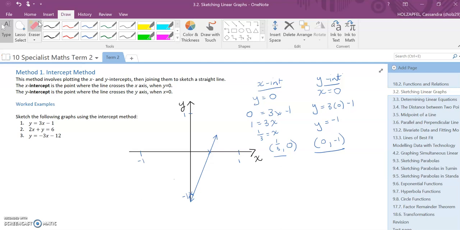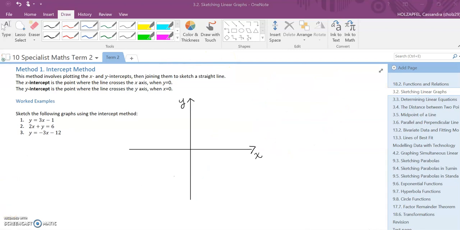So let's do an example where it's not in slope-intercept form. The second example I have for you is 2x plus y is equal to 6. Because this is not already in slope-intercept form, this is perfect for using the intercept method. So to do this, again, we're going to find the x and the y-intercept, and then we're going to draw a straight line through those 2 points. I've just refreshed the page so that we have a clean slate. So let's find our x and our y-intercept.